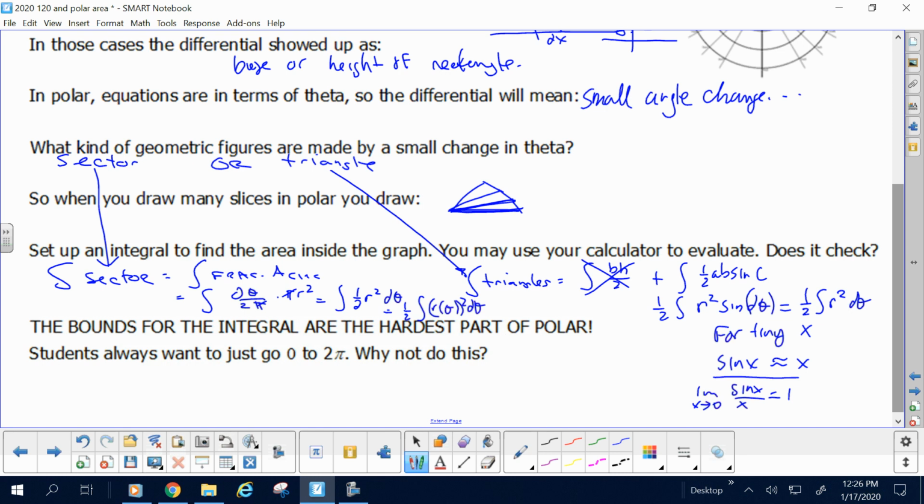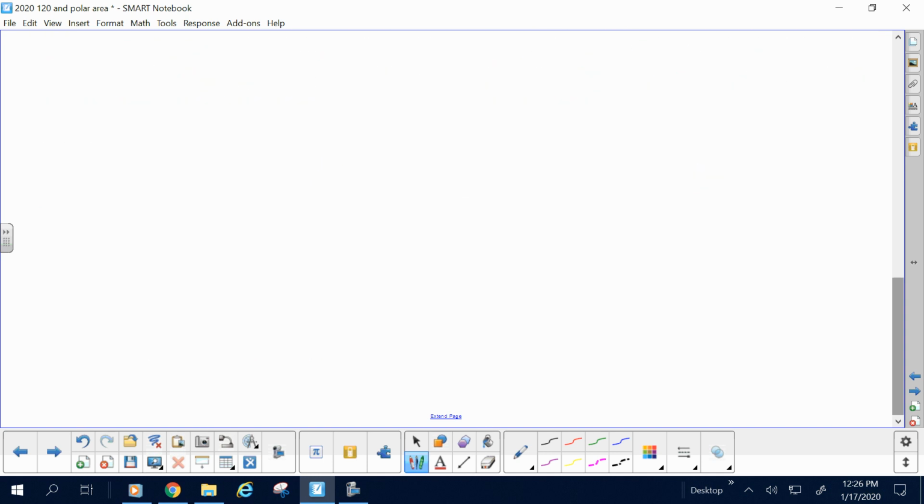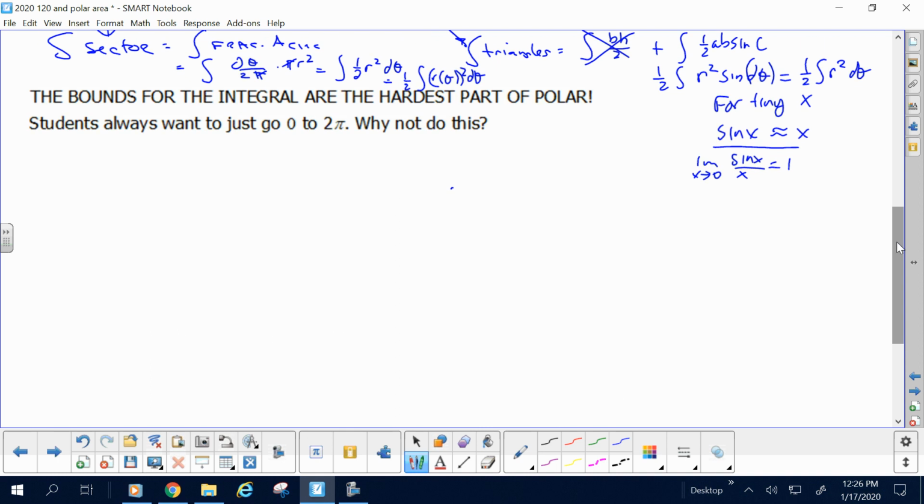Now, the hardest part by far of this is the bounds. Bounds in rectangular are nothing. Anybody can see the left and the right edge, or the low and the top edge. Polar is rough, let me explain why. This is the most difficult part to wade through without making a mistake. Students always want to just go from 0 to 2 pi, because that's the whole space. Not so much.